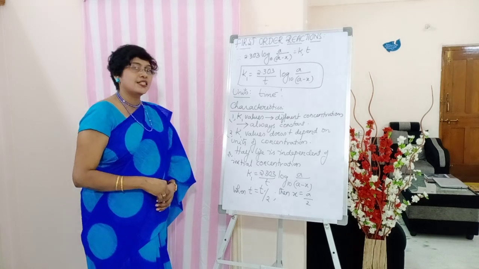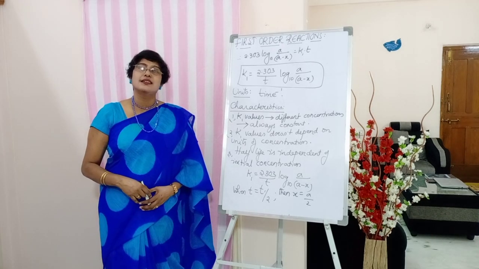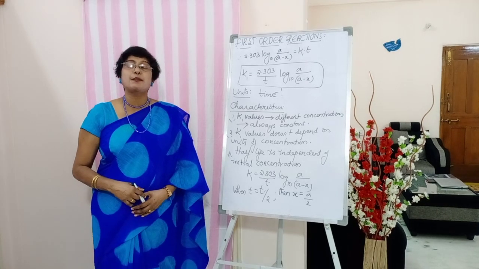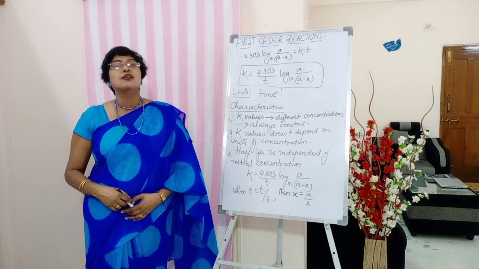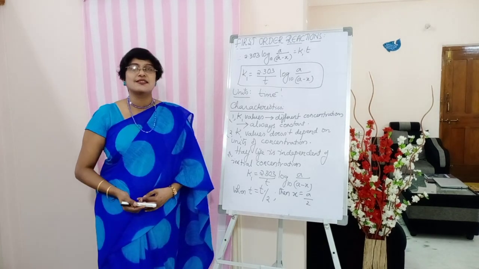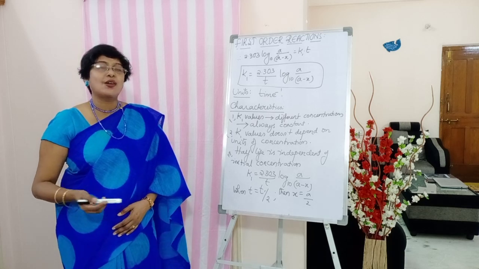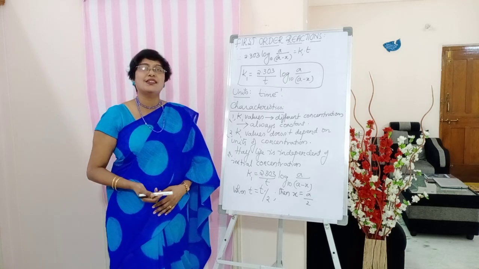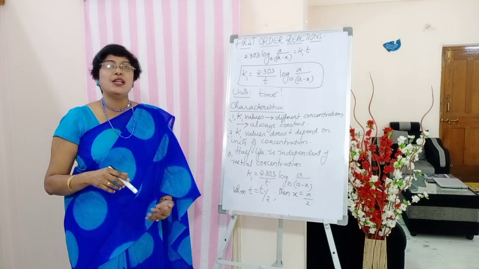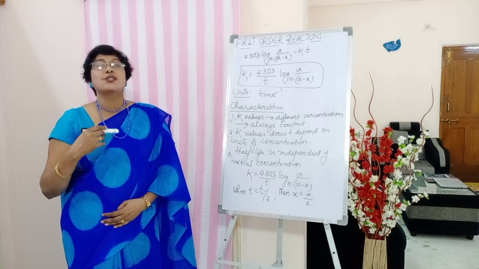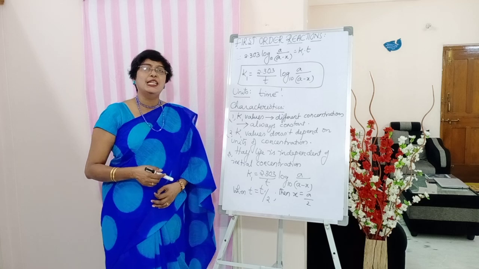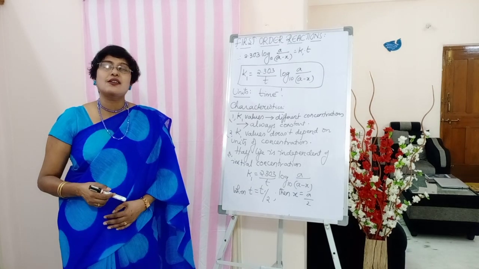Next, second point, K1 values don't depend upon the units of concentration. Here you have seen the units of K1, time inverse. So K1 values are not depending upon the units of concentration. Next, the third point is a very, very important point which will often be asked as a short answer question. So what is the third characteristic? Half-life is independent of initial concentration.